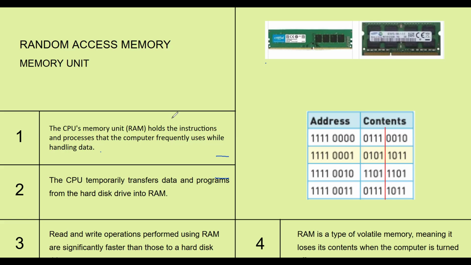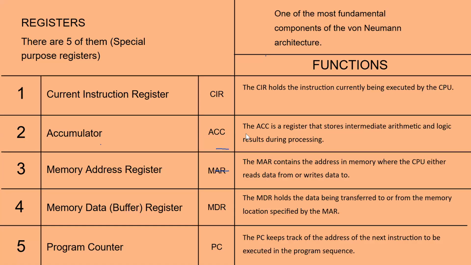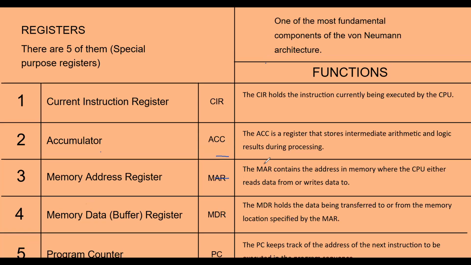Actually, yes, you are excellent in the theoretical part. Thank you. But my comment on your answer about MAR: MAR contains the address in the memory where the CPU either reads from or writes data to. MDR holds the data being transferred to or from the memory location specified by the MAR. So it doesn't say anything about the next instruction. It's the current instruction.